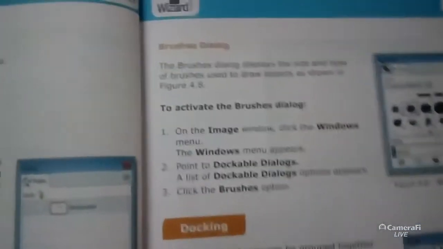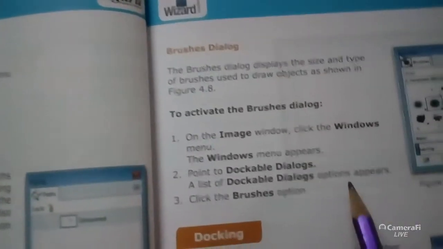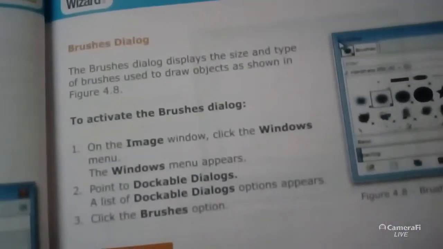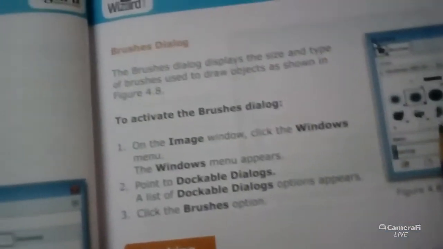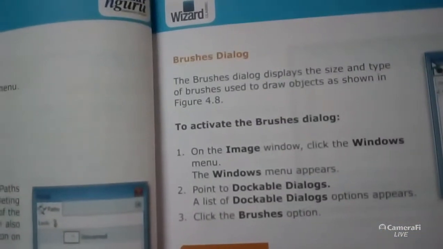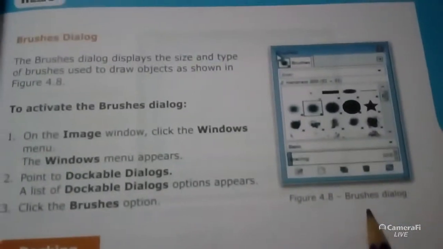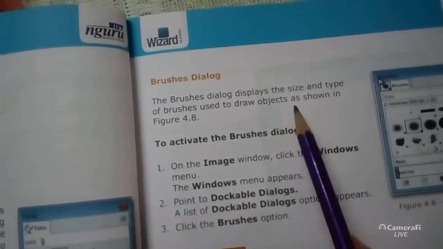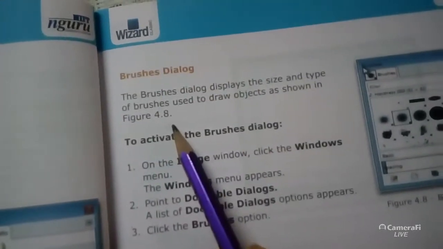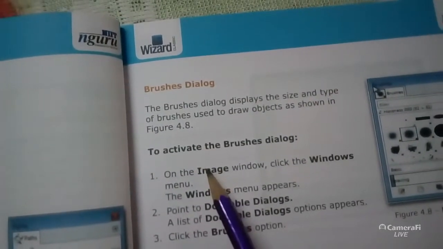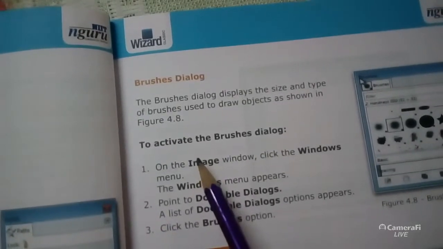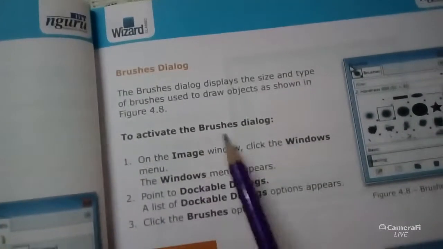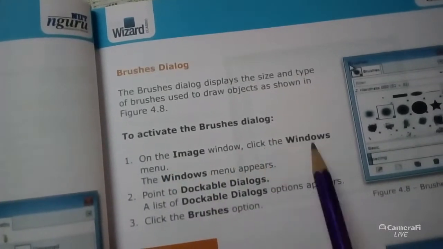Now brushes. Brushes means when you color any figure, then you have to use brushes. See, in this figure there are so many sizes and shapes. Brushes are here. Okay, you can select from here. This is the brushes dialog box. The brushes dialog box displays the size and type of the brush used to draw the objects as shown in figure 4.8. Yes, redo and undo.